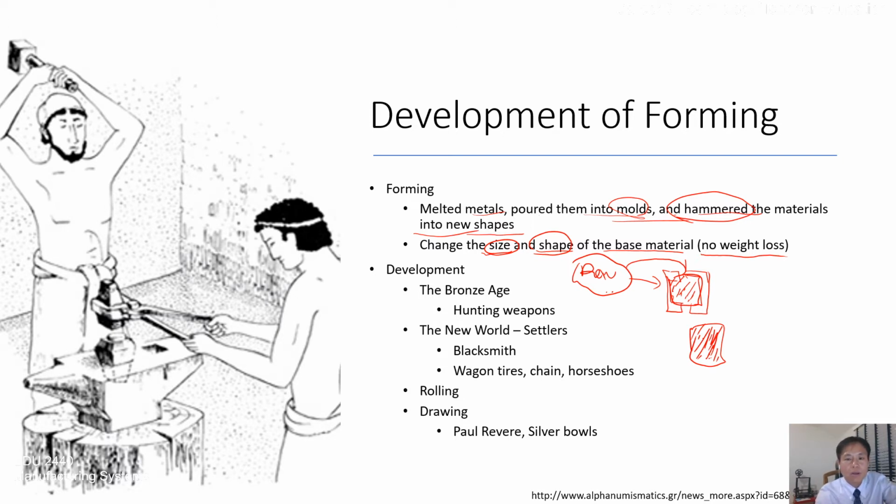The development of forming starts from the Bronze Age, for creating hunting weapons or cooking wares. This is a very traditional forming method, like hammering to produce certain material. Also, New World settlers made products using blacksmithing, such as wagon tires, chains, and horseshoes, and later we developed the rolling and drawing methods. I'm going to explain these methods further in this lecture.